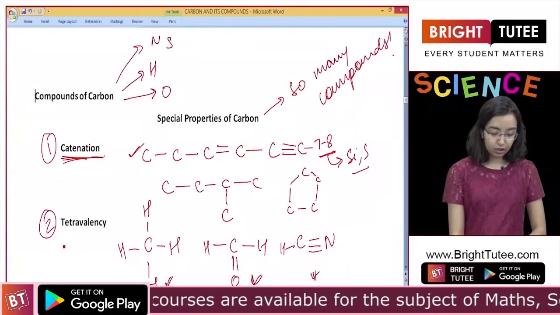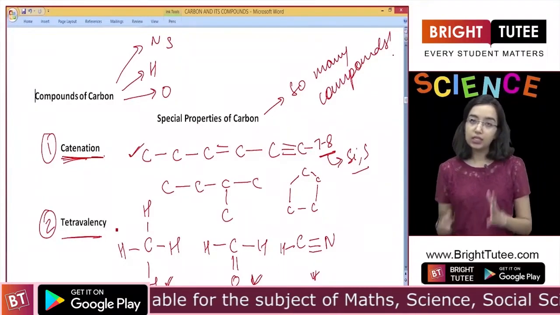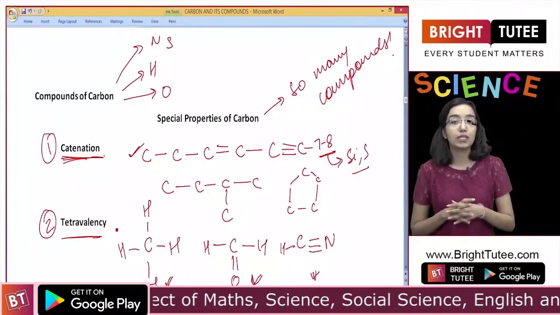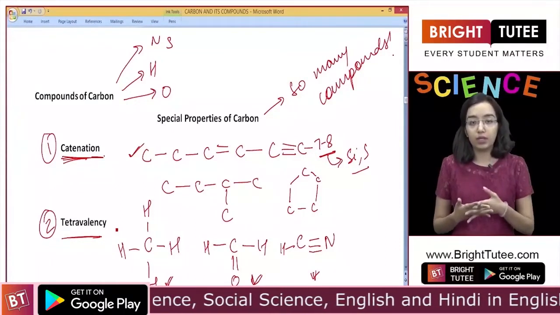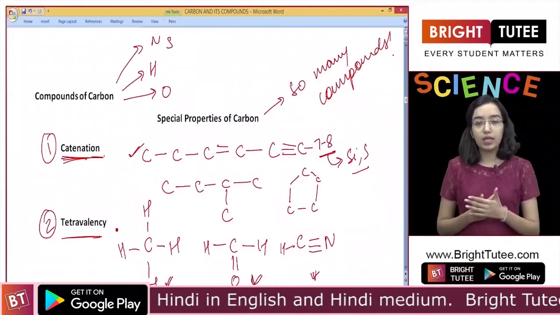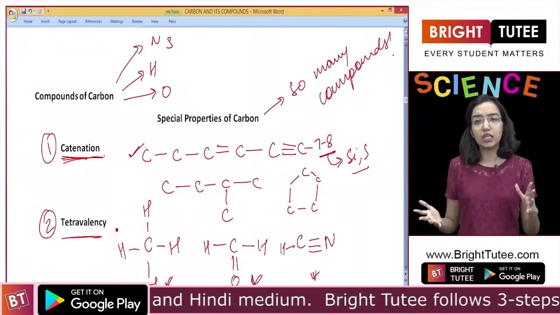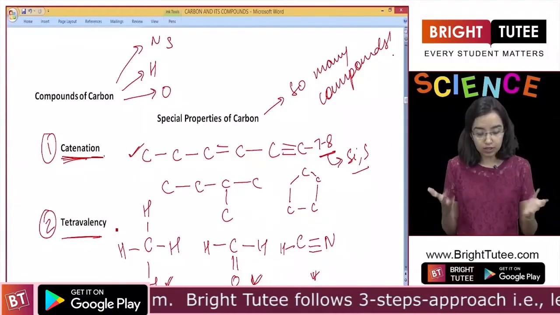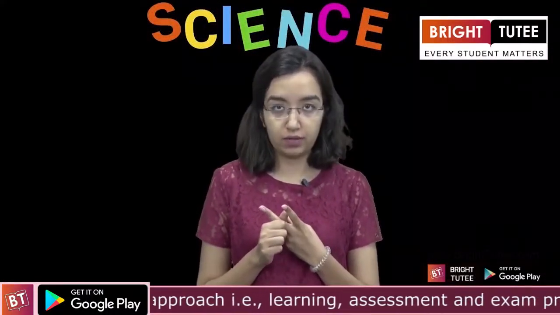And because of catenation and because of tetravalency, these are the two special properties. So if they ask you in exam what is the property because of which carbon has so many compounds around us, or what is the reason for carbon existing in such wide variety of things around us, the reasons are two. One is its property of catenation, another is the property of tetravalency.